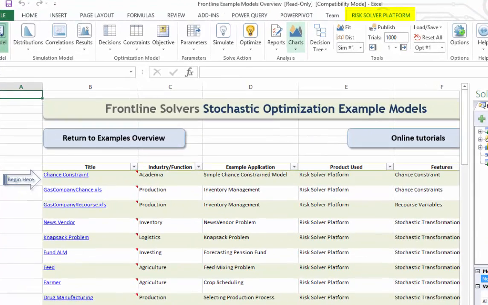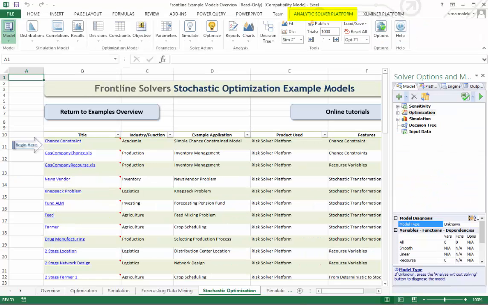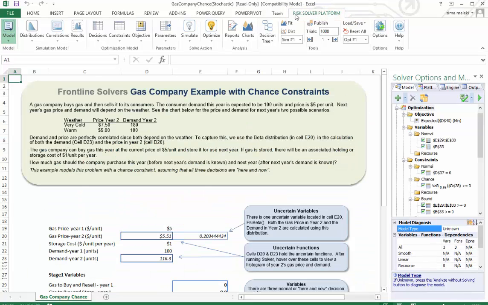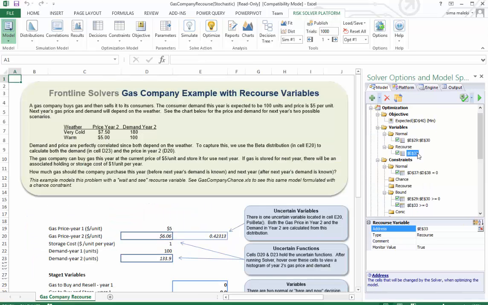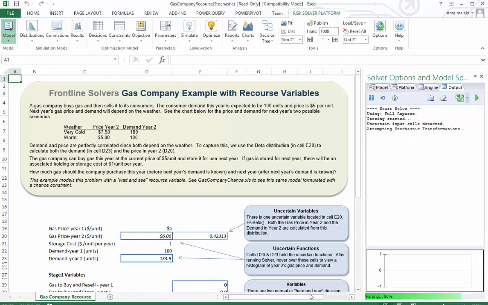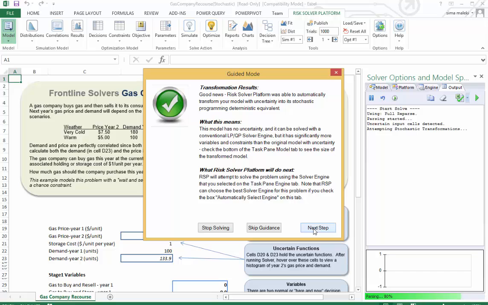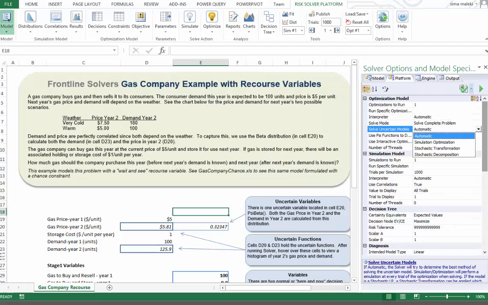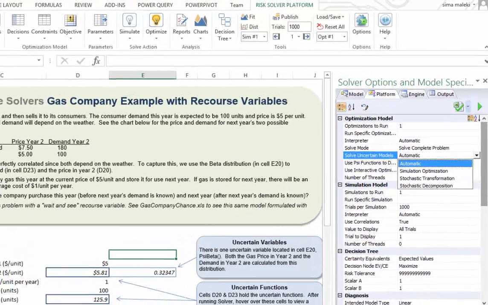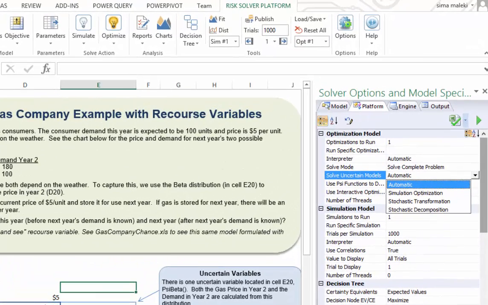Frontline Systems Risk Solver Platform and Analytic Solver Platform products allow you to build stochastic programming models using chance constraints, two-stage stochastic programming models using recourse decision variables, and solve these stochastic optimization models with robust optimization and stochastic programming. You can also build and solve stochastic optimization models with simulation optimization.